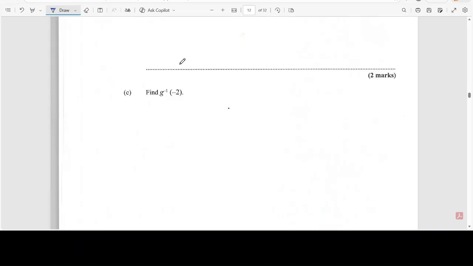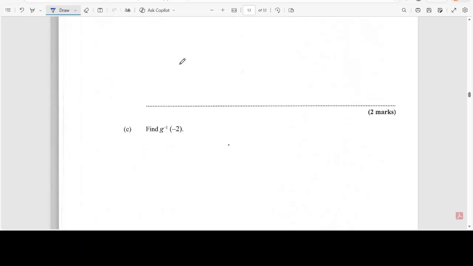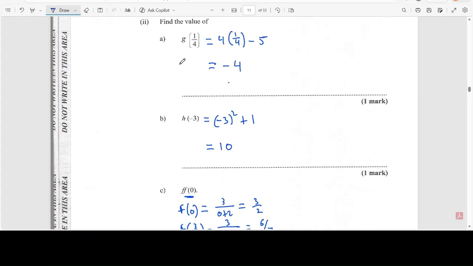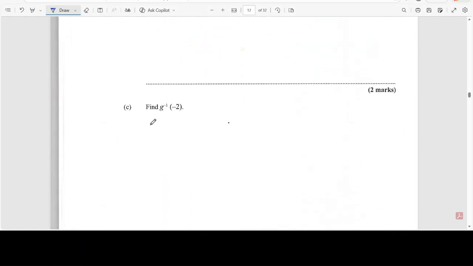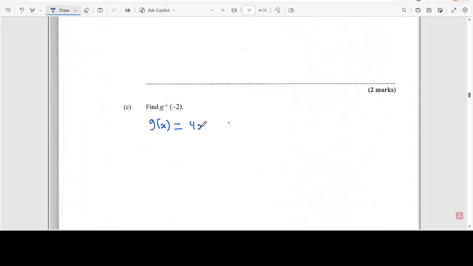Right, so part C, we find the inverse of g and then substitute negative 2. 4x minus 5. Let's just learn it. This is not hard to do. G of x is equal to 4x minus 5. So the first step, I'm not writing the steps again, right? First step is to let y equal to the function g. So y is equal to 4x minus 5.